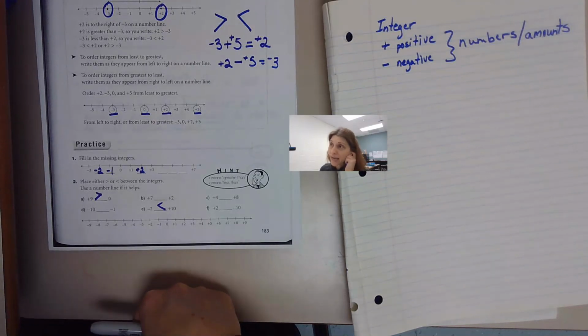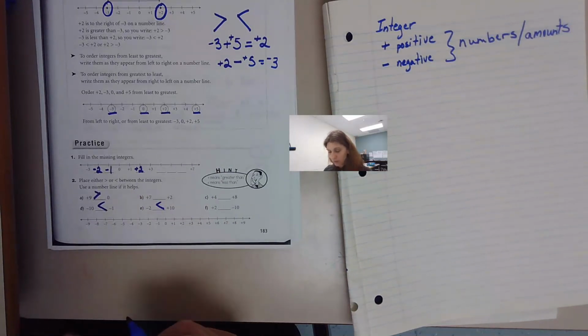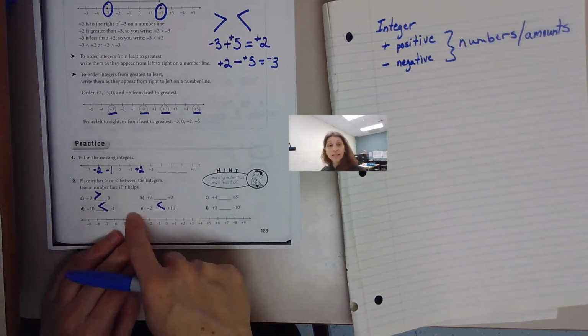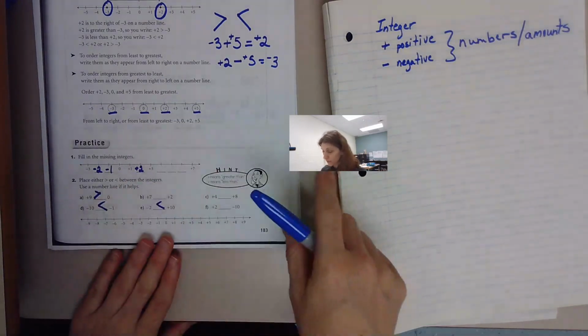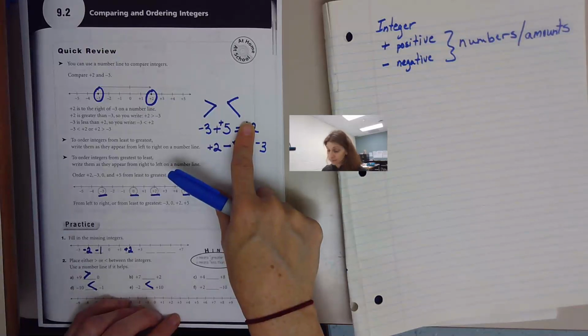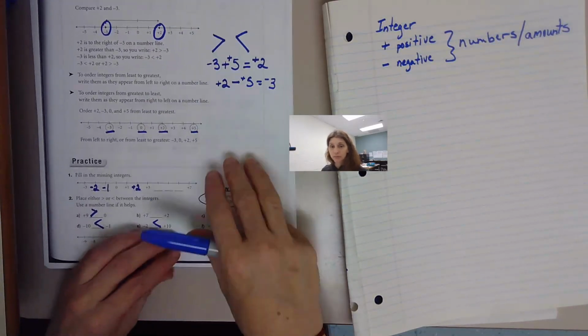So if you think about it that way, negative 10 is smaller than negative 1. Okay? So negative 1 is a larger amount than negative 10. Right? You can fill in the rest of these on your own, making sure that you remember the difference between your greater than and less than sign. Big side, big number. Small side, smaller amount. Okay?